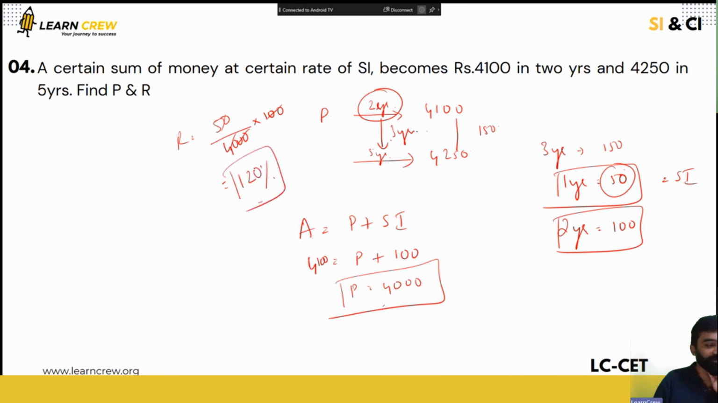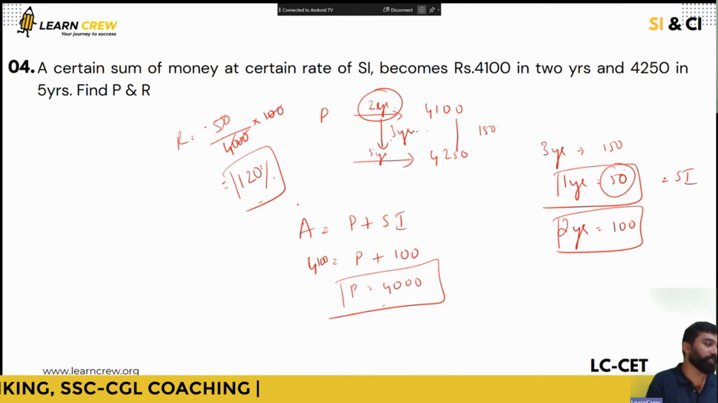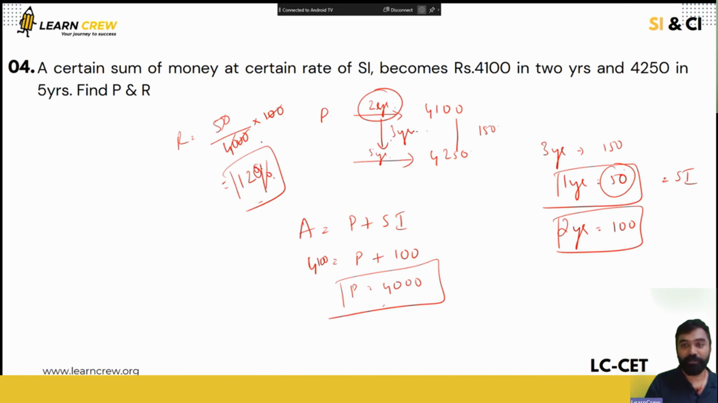12%. 120%? No, it won't become 120%. This will become 12%. Rate of interest is 12%, not 120%, because the 100 is getting cancelled. 12% rate of interest. Okay. Clear with this? How you got this?